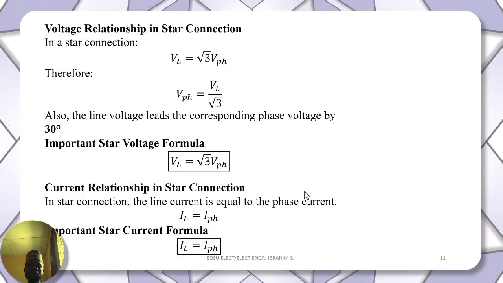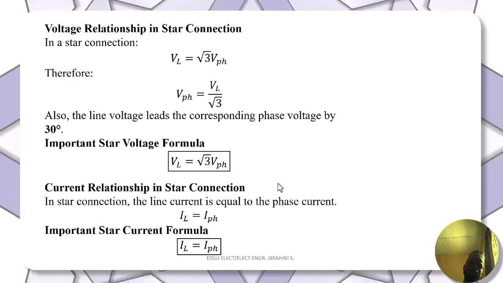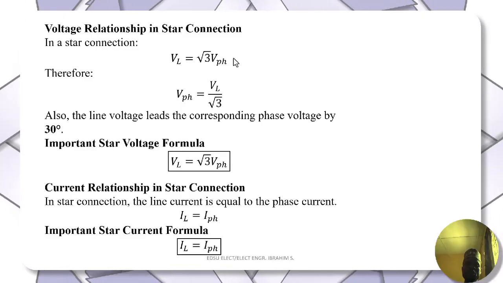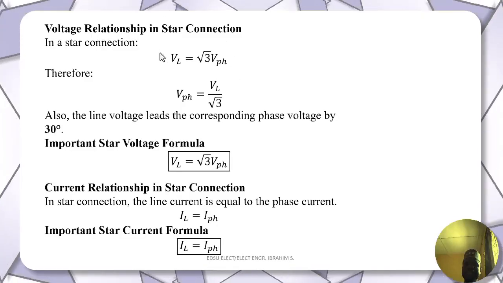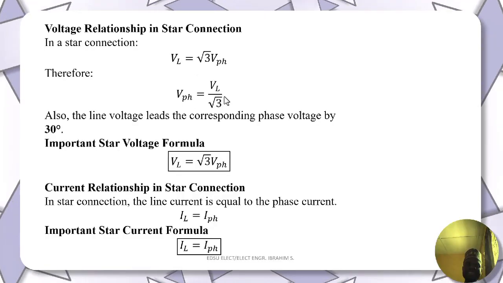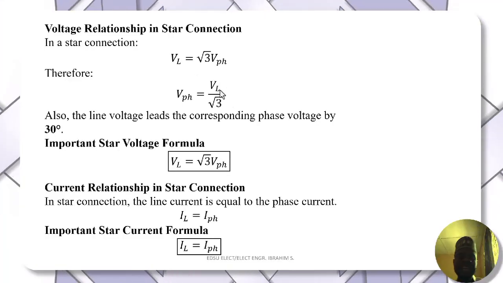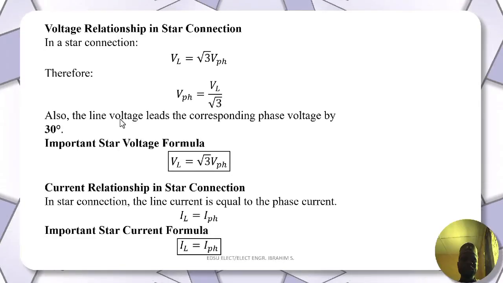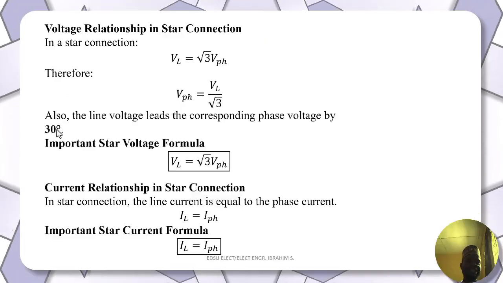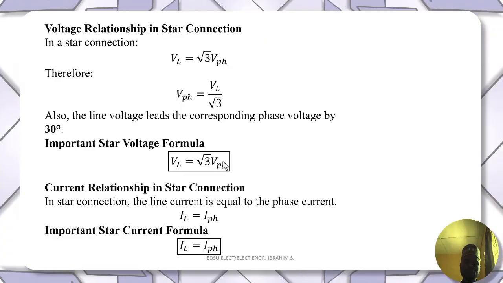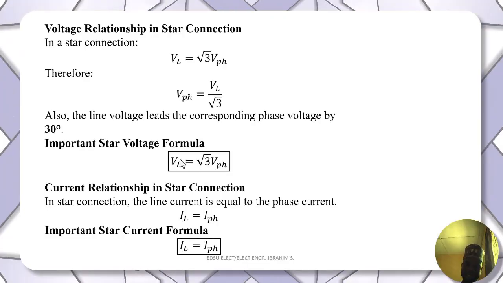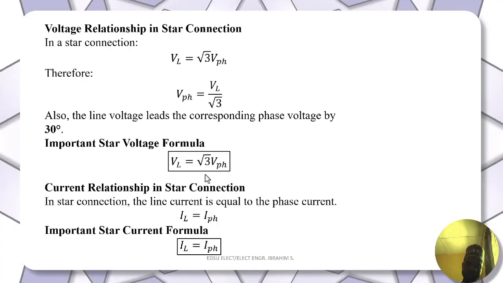Now, voltage relationship in star connection. Don't forget, in star connection, our V line is root 3 of the V phase, which means our V phase is V line divided by root 3. Also, the line voltage leads the corresponding phase voltage by 30 degrees. You have to note this, it is very important in star connection. Our V line is root 3 of the V phase.